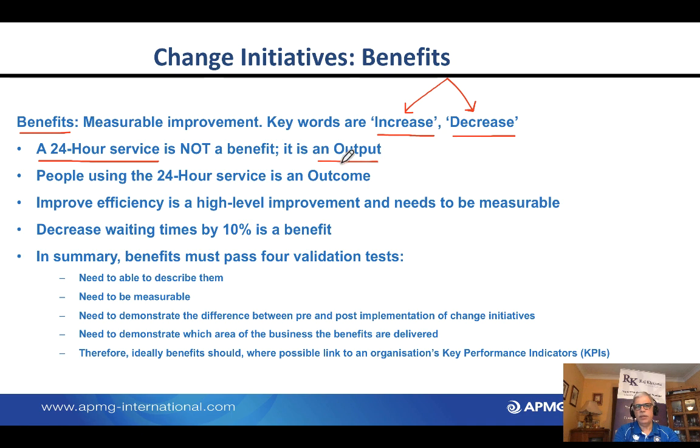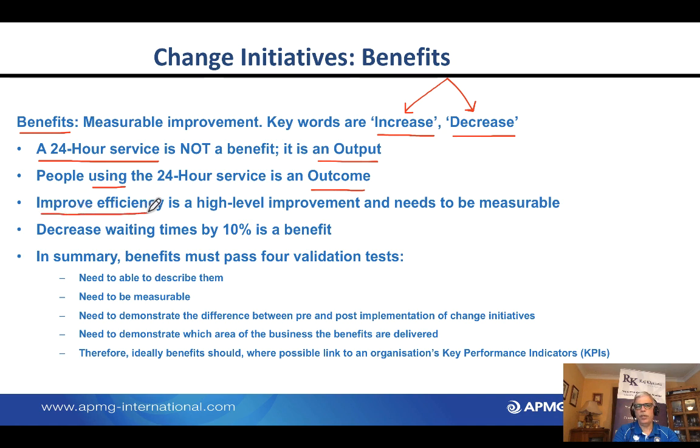Once that is delivered, we would like people to start using that 24-hour service. Again, that is not a benefit. That is the outcome. So the output is a noun, the outcome is the verb. Ideally, yes, when we talk about outcomes, we want people to start using it. But actually, why is it we want people to start using it? Because we want to deliver some improvements.